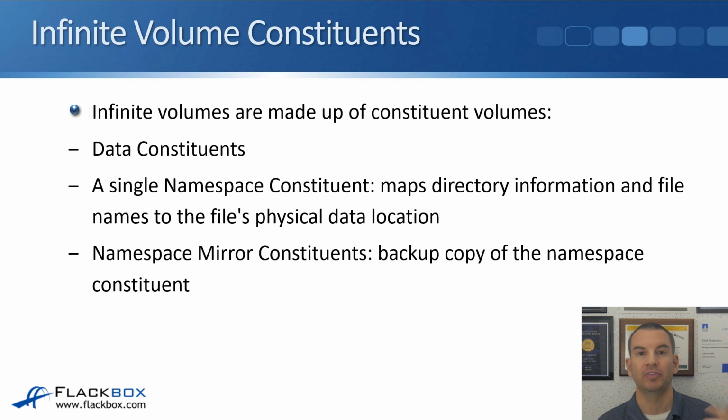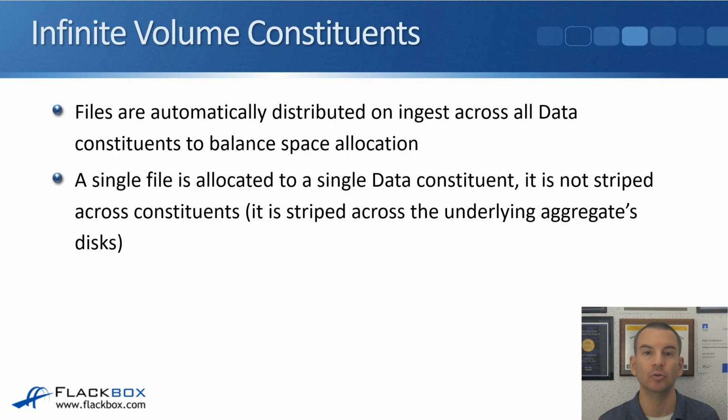So you know that with the infinite volume, it's spanning across multiple aggregates. How do we know which actual aggregate a file is on? The namespace constituent takes care of that. Also, because it's a single namespace constituent and it's critical to the infinite volume working, we need to have a backup of that. That is the namespace mirror constituents. It's a backup copy of the namespace constituent. I'll show you how that looks in a diagram coming up in a second.